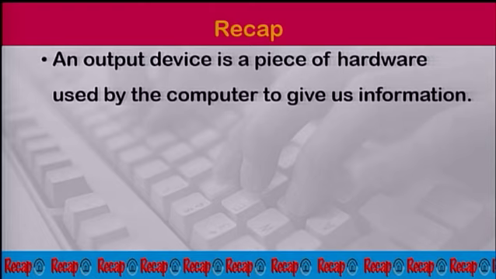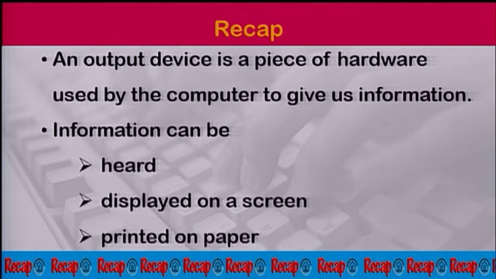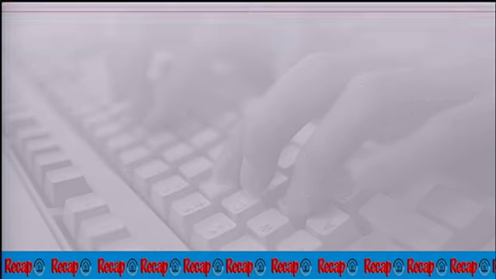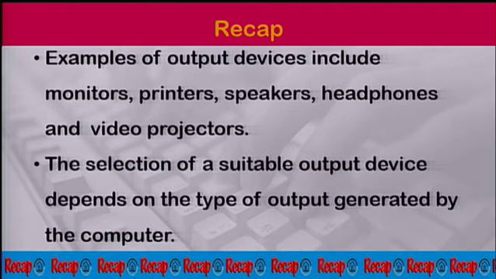An output device is a piece of hardware used by the computer to give us information. Information can be heard, displayed on a screen, or printed on paper. Examples of output devices include monitors, printers, speakers, headphones, and video projectors. The selection of a suitable output device depends on the type of output generated by the computer.